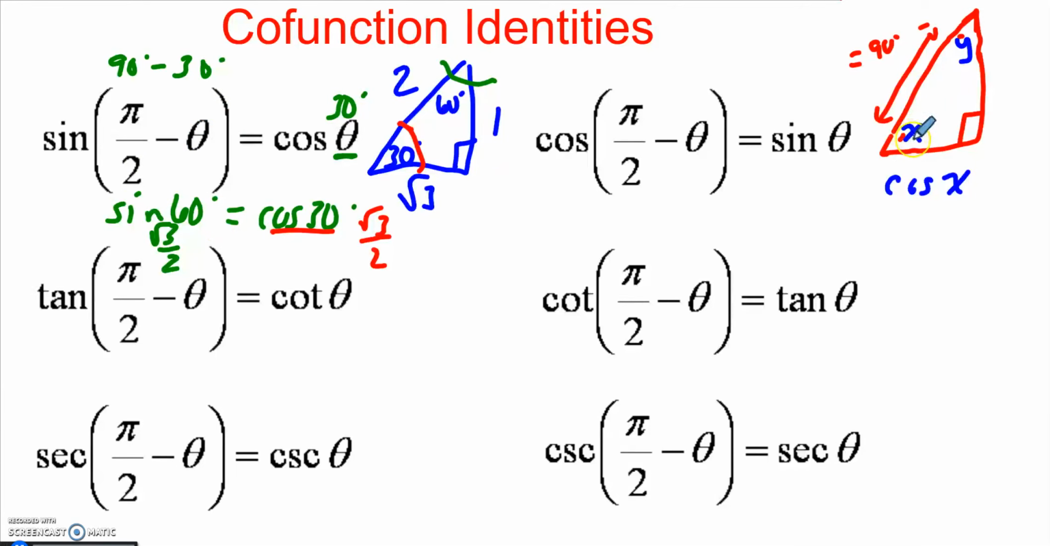It also means that this opposite relationship holds true, that if I find the cosine of this angle x, that is going to be the same as the sine of the other angle y. And the other way, if I wanted to find the sine of this angle, that means it's going to be the same as the cosine of the other angle, because you're looking from a different perspective, but you're dealing with the same three sides.